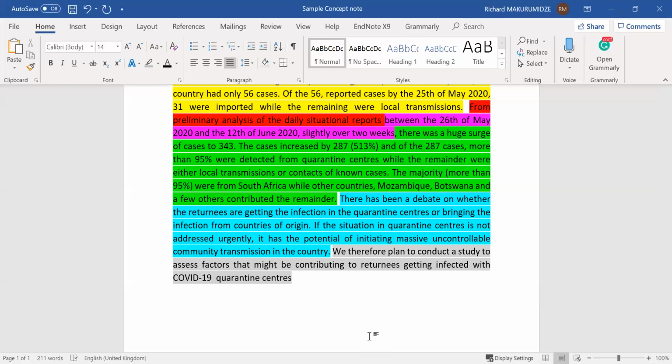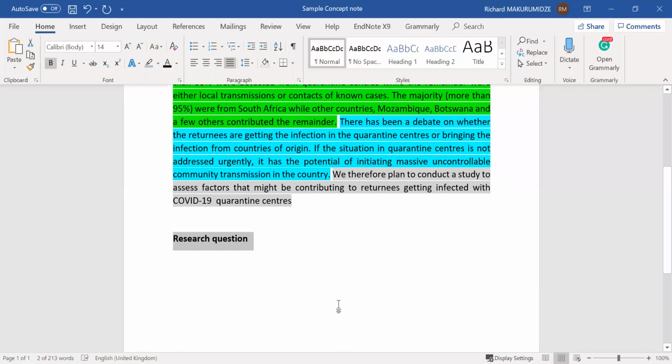And then after your aim, the next thing in most cases is your research question. You don't just do research; you need to have some research question. Because as I'm doing my research, what is the question I want to answer? Usually the research question comes from your aim statement. Like in this case, we plan to conduct a study to assess factors that are contributing to returnees getting infected in quarantine centers. From this, we can formulate our research question.